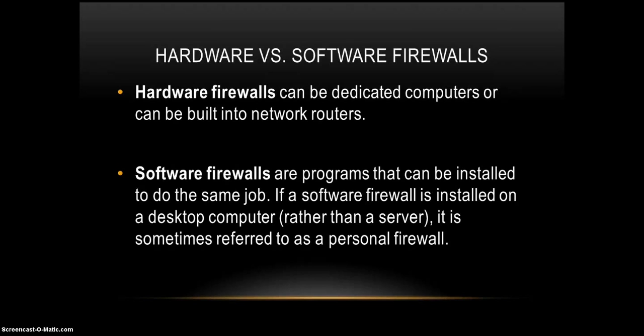Hardware versus software firewalls. A hardware firewall can be a dedicated computer or can be built into network routers. Software firewalls are programs that can be installed to do the same job. If a software firewall is installed on a desktop computer rather than a server, it is sometimes referred to as a personal firewall.